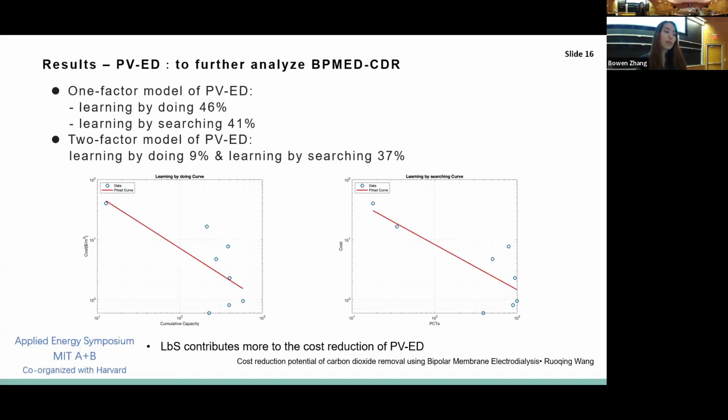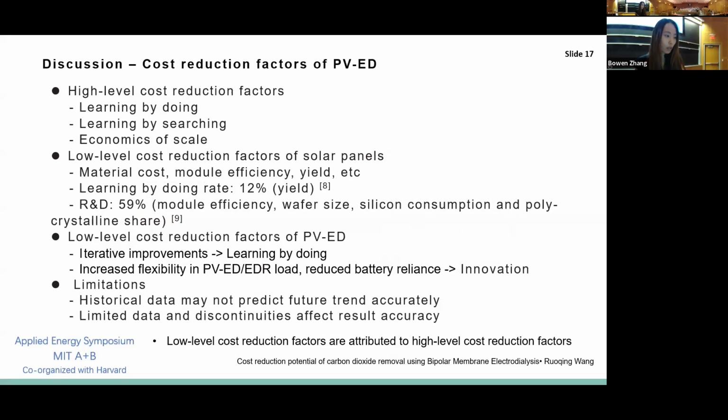For the results we get from the PVED system, in the one-factor model, learning by doing accounts for 46% of the cost reduction, and learning by searching accounts for 41%. And in the two-factor model, we can see that learning by searching actually accounts for more of the cost reduction. In fact, learning by doing, learning by searching, and economies of scale are the high-level cost reduction factors, and the previous research has identified some of the low-level cost reduction factors. So let's attribute those to the high level.